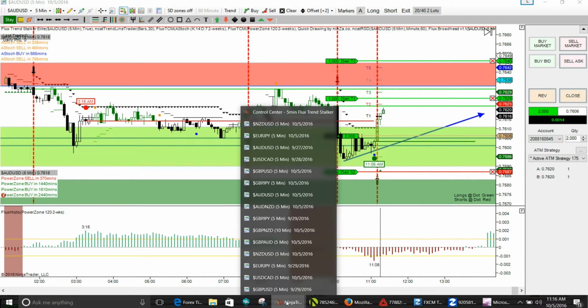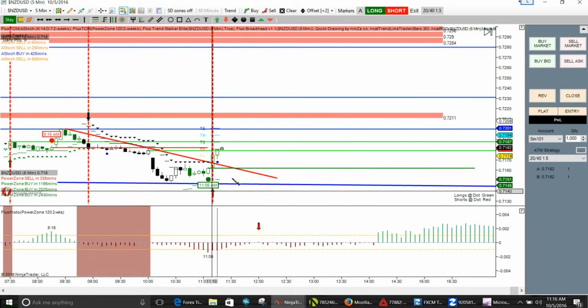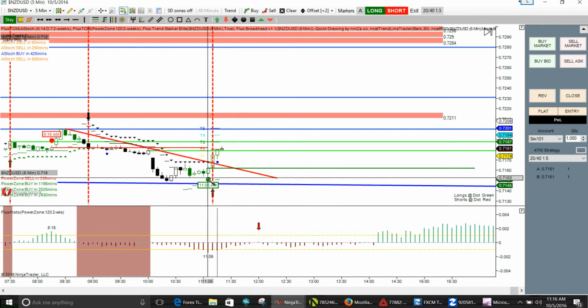As you can see how this Flux Power Zone with the Trend Stalker Elite works. You set your time up when you want to trade, when you find the highest probability is in New Zealand US dollar. We're up on this. We took it on the MT4 platform as well. Double dot 1, 2, and we're going to the north. Coming up on some resistance.